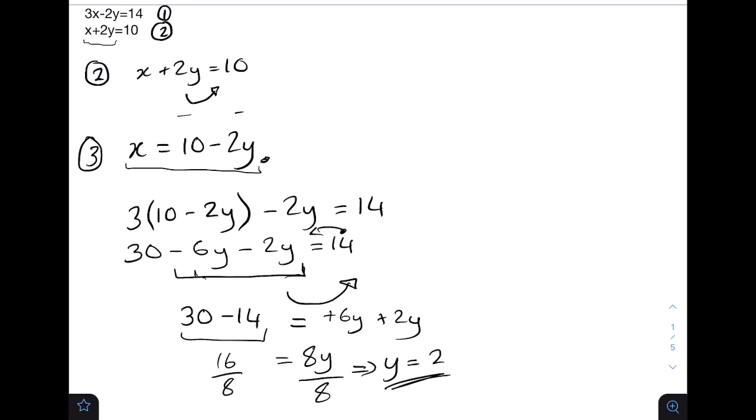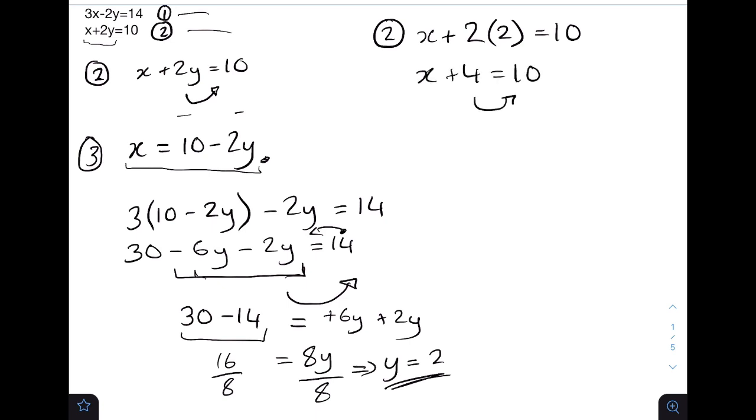So that's your y solution. Now we want to work out the x solution, so we can substitute y into either equation 1 or 2. I'll select 2 because the x is on its own. So x plus 2 times the value of y, which is 2, equals 10. x plus 4 equals 10. Rearrange for the 4 to go onto the right. x is equal to 6. So your pair of solutions here are x equals 6 and y equals 2.